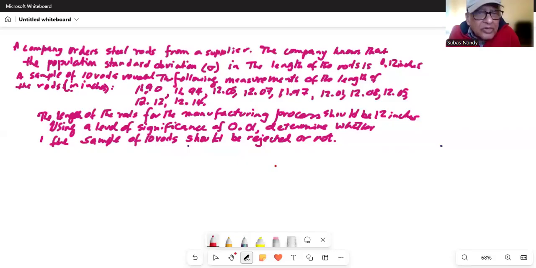So in L1, I'm going to type 11.9. Next one is 11.94. Next one is 12.05. Next one is 12.07. Next one is 11.97. Next one is 12.01. Next one is 12.08. Next one is 12.05. Next one is 12.12. And the last one is 12.14. So I've entered the 10 data points in L1.